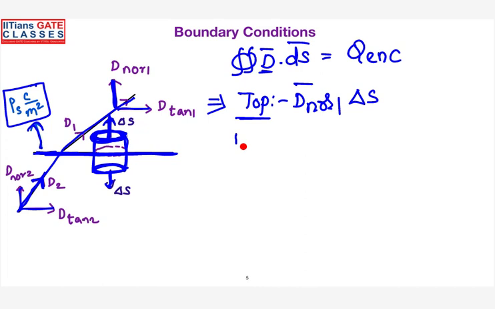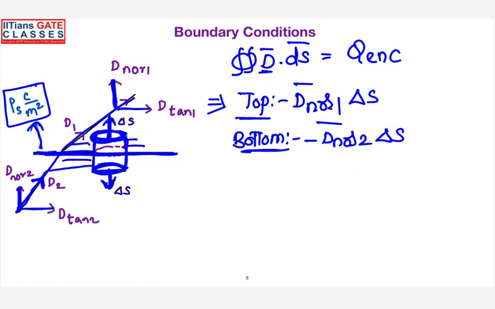When you are moving it downwards, you are moving against the D normal 2. So that means minus D normal 2 is the corresponding flux density, and the flux is coming in an area of delta S. And you can see that there is no flux leaving the sides. You can ignore that.